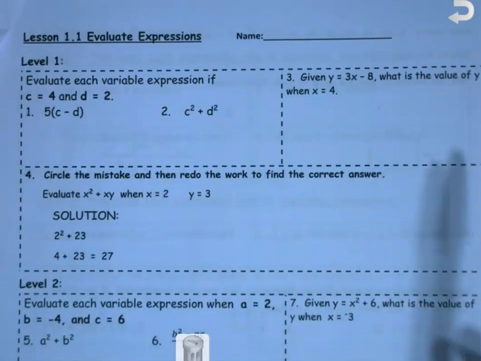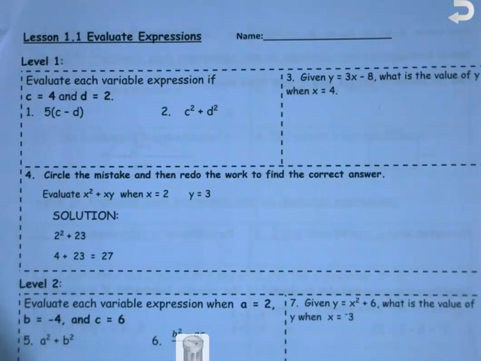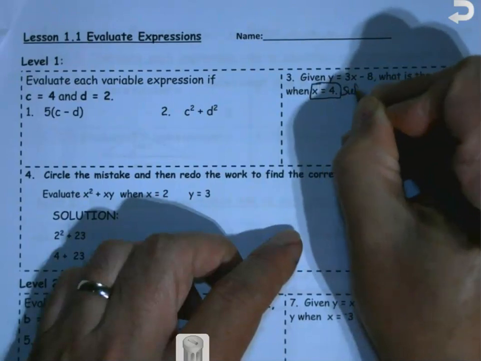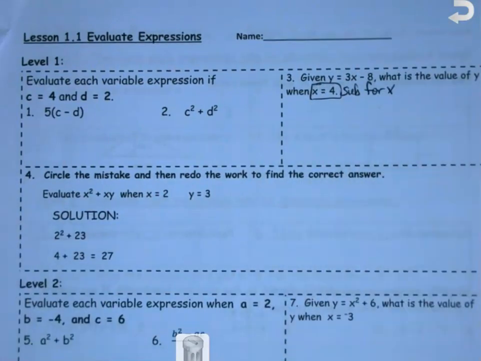So what I'm going to do is actually go to number 3 because it's worded a little different. I want to make sure that we understand what we're getting at here. Number 3, given y equals 3x minus 8, what is the value of y when x equals 4? Okay, all that's saying is substitute that in for x and then just tell me what you get at the end.